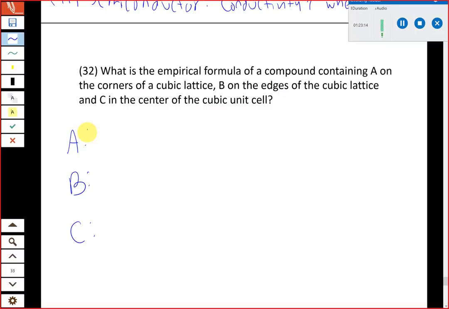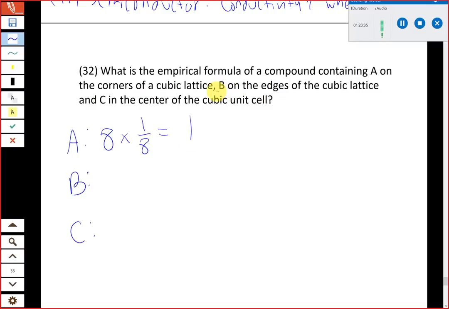All right, so if we have A on the corners of the cubic lattice, remember that there's 8 corner positions in total, and then each of those is going to count for that unit cell as 1/8 because they're shared by a total of 8 unit cells. So these are the corner atoms, 8 of them total, each counting as 1/8. So in net, we have 1 A in the unit cell.